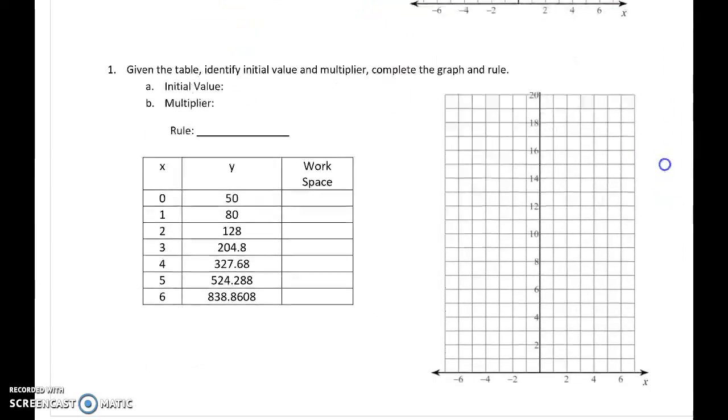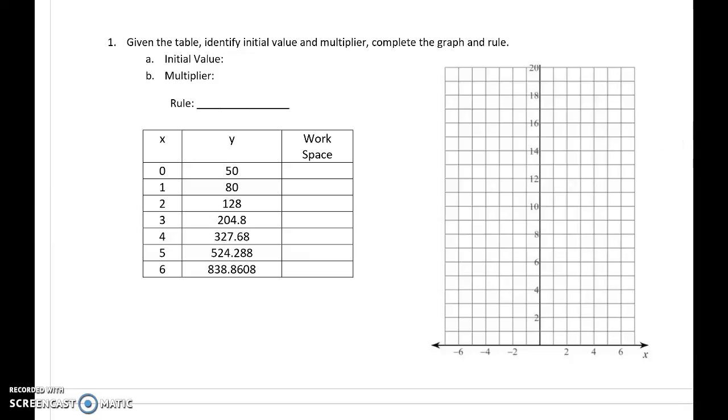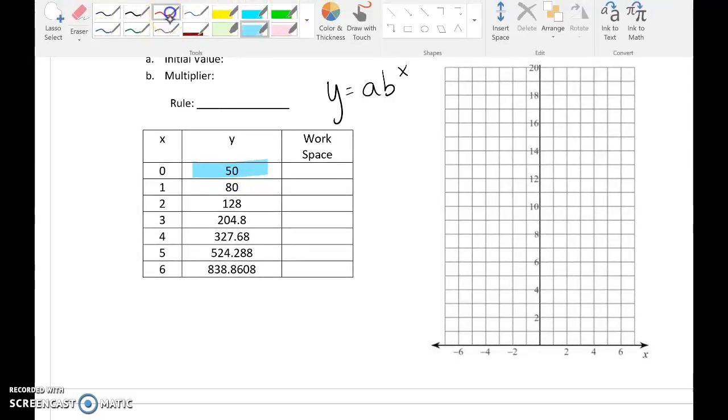The second problem is similar. We're still trying to write a rule for our exponential relation, but we're given different pieces of information. So we have a table that we're starting with, and we have to find the multiplier. Remember again, our general form is a b to the x, where a is the starting value, b is the multiplier, and x is the input. So we know the starting value, right? That's 50. And now we just need to figure out the multiplier.